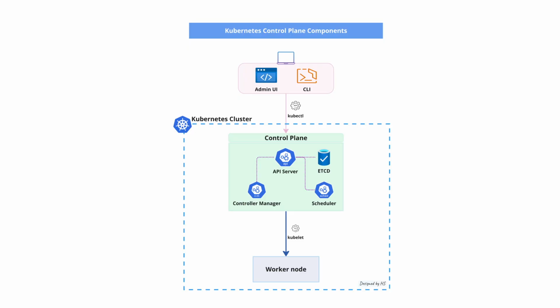What manages the workload placement? The scheduler assigns pods to nodes based on the available resources and constraints. Then the controller manager continuously checks that the actual state matches the desired state. If something fails, controllers recreate or adjust resources to maintain availability.